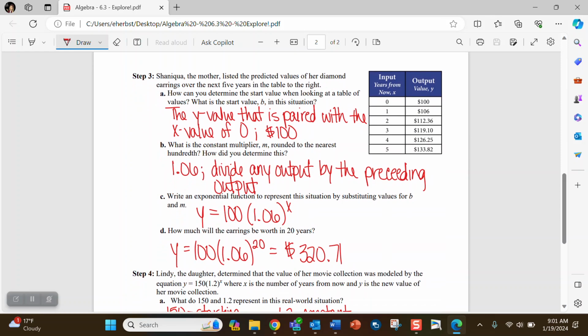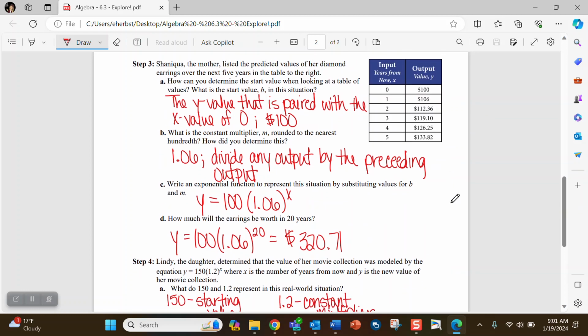Flipping it over to the back, Shaniqua, the mother, listed the predicted values of her diamond earrings over the next 5 years in the table. The first question is, how can you determine the start value when looking at a table of values? So in order to determine the start value, we need to find where the input is 0, and then the output will then be your starting value, and in this case, it is 100.